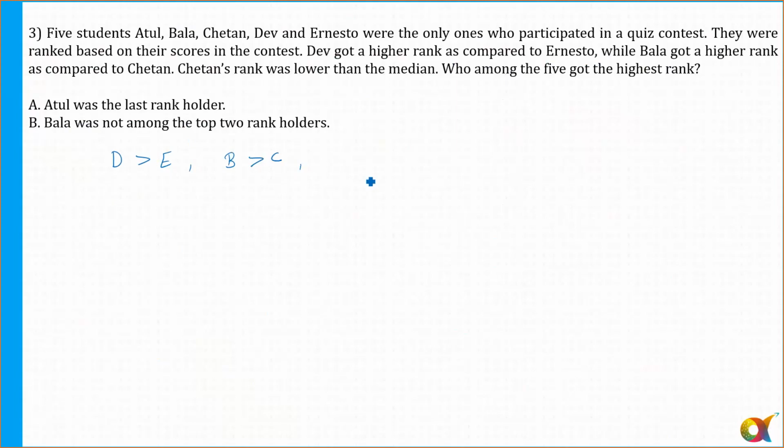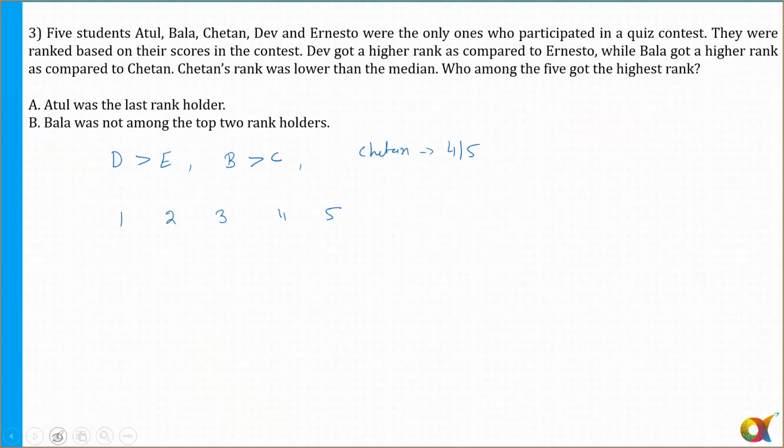Now what does it mean? If Chetan's rank was lower than the median, with ranks 1, 2, 3, 4 and 5, what are the possible ranks of Chetan? Can you say that has to be 4 or 5? The median value is the third position, the middle. So the possibility for Chetan's rank is 4 or 5. That's it. Now let's start with statement A individually.